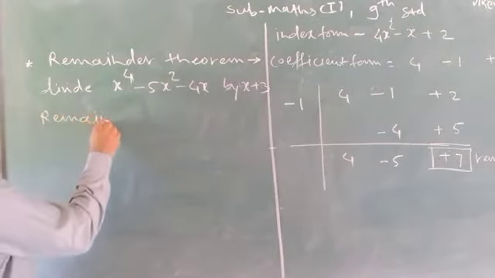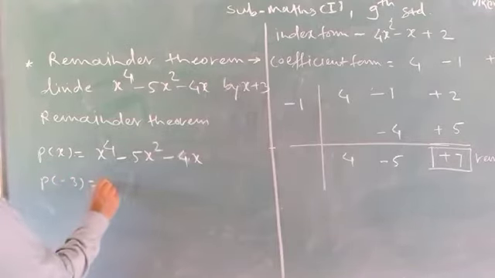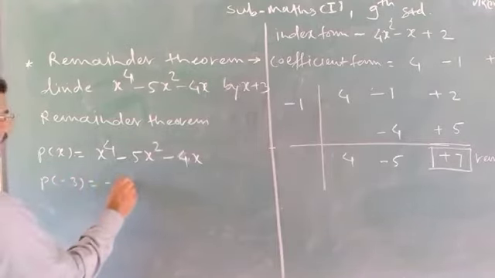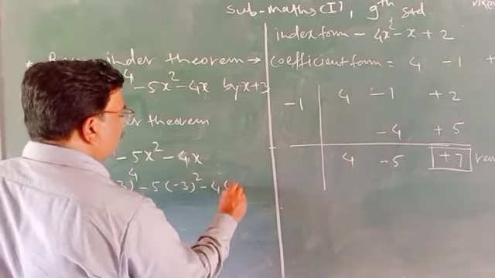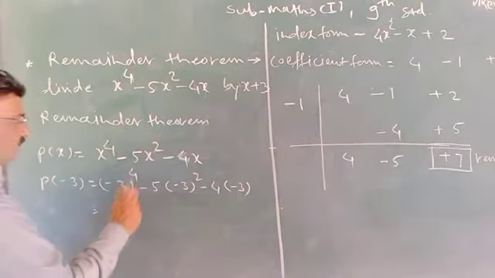P of x is equal to x raised to 4 minus 5x square minus 4x. Here the value of that variable is minus 3. P of minus 3 is equal to minus 3 in bracket raised to 4, minus 5 in bracket minus 3 square, minus 4 into minus 3. Then the fourth power of minus 3.